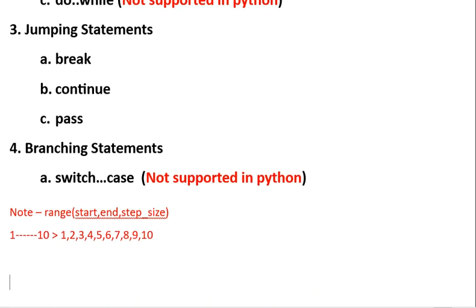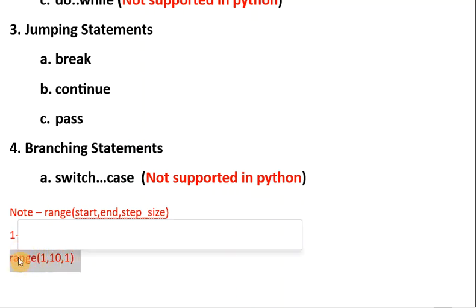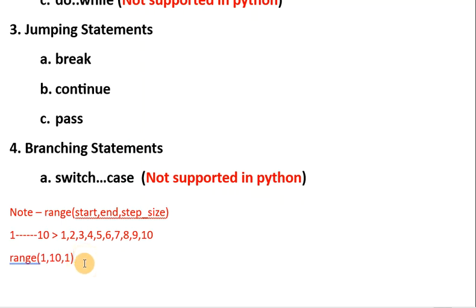We just need to pass a few parameters here. In the range function itself we have to pass first the start. It should start from 1 and end at 10. And what is the step size? Step size means the gap between two elements. You can see here the gap between the two elements 2 and 1 is 1, since 2 minus 1 is 1. So the gap is 1. When I call this function, it will give me the series 1 to 10.